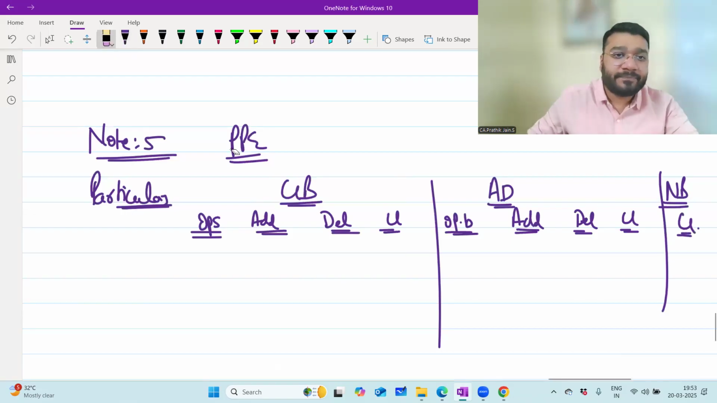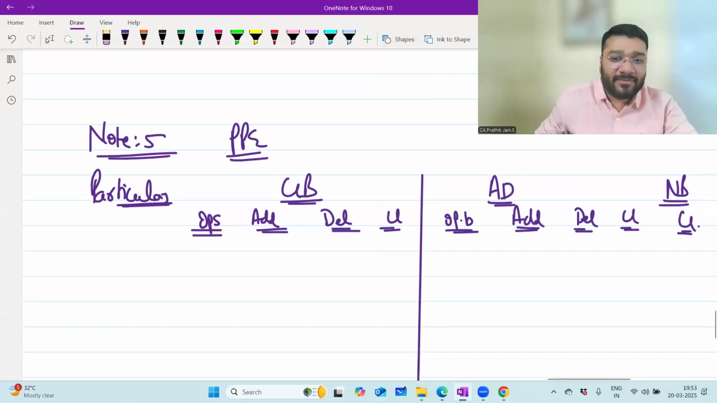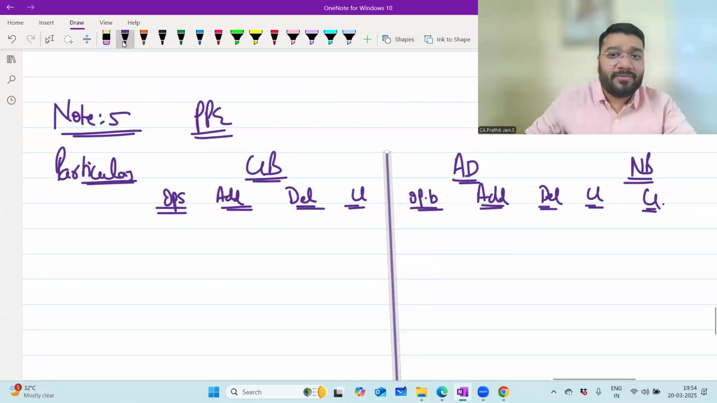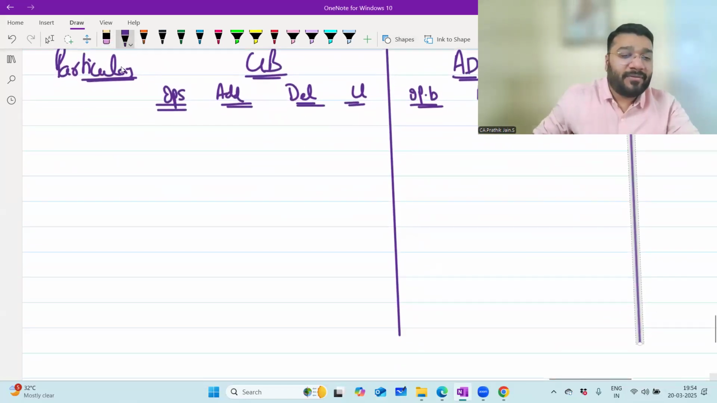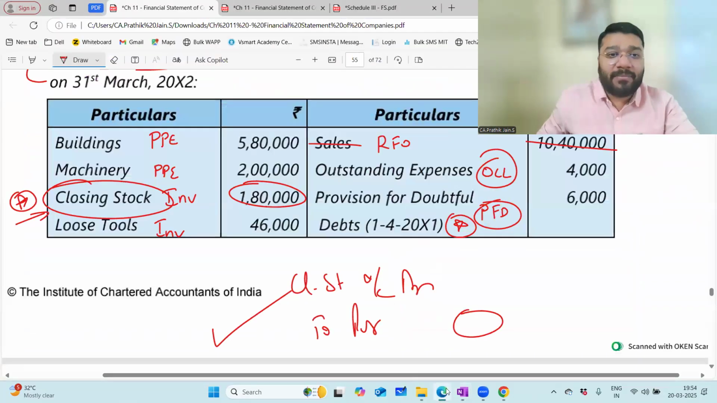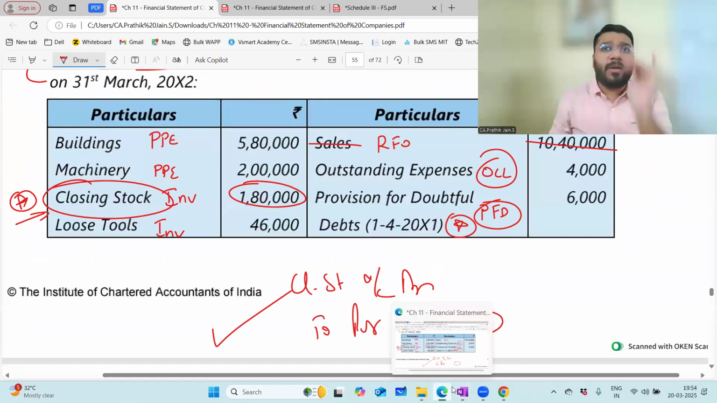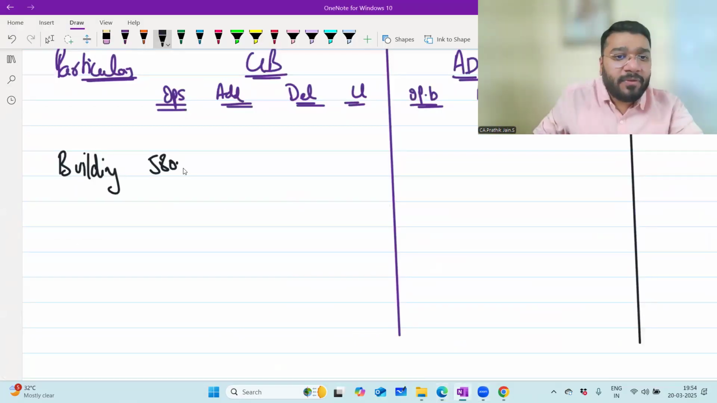What is the first item? Building. How much is the opening balance? Sir, in exam, are we supposed to do multiple columns? No. In exam, what do you do? Gross block, accumulated depreciation, net block. Game over for this question. How much opening? 580. Any addition? Any deletion for building? No. Closing block also 580.